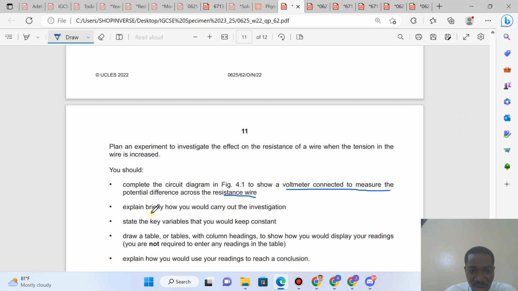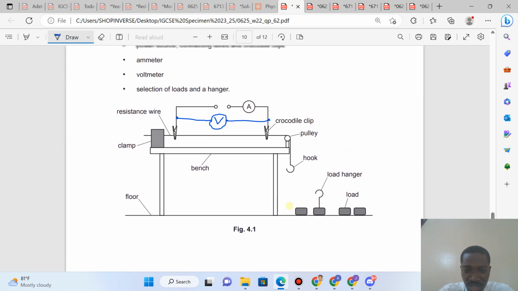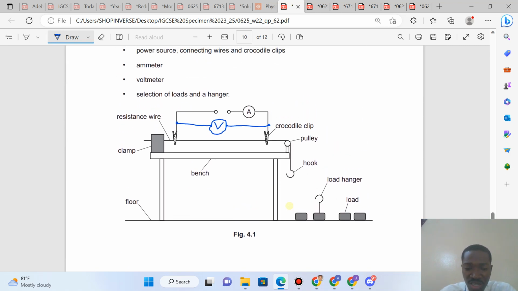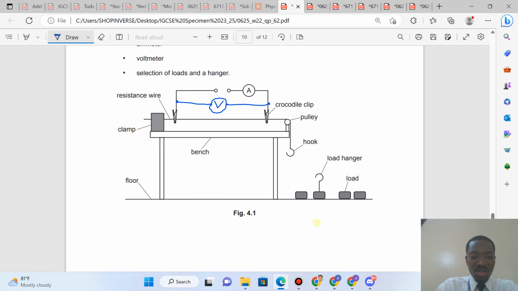You've answered that. The second one, explain briefly how you carry out the investigation. You keep attaching the load. When you attach a load, you know the value of the load you are putting, in Newton. After putting the load, what happens? You measure the current, you take note of the current in amperes.